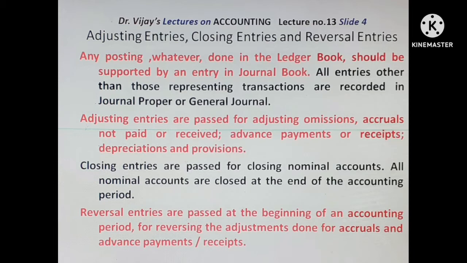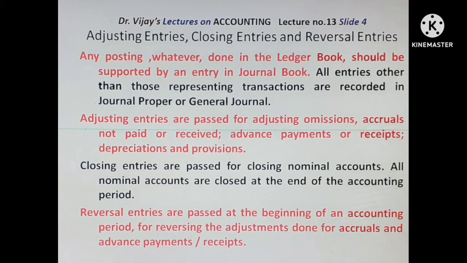We know all transactions are recorded either in cash book if it is a cash transaction, in day books if it is a credit transaction regarding goods, and in journal proper for the other transactions. But non-transaction entries like rectifying entry, closing entry, adjusting entry can all be shown only in journal proper or general journal.